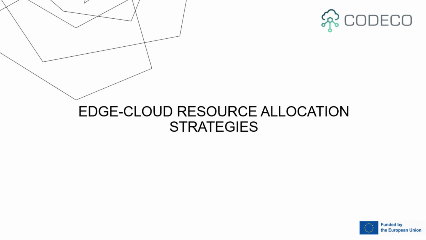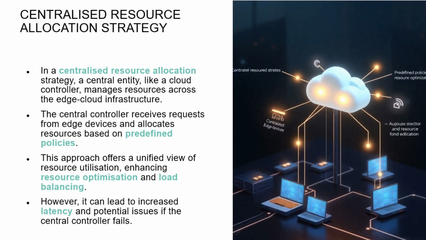In this tutorial, we will dive into the various strategies employed for edge cloud resource allocation. 1. Centralized resource allocation. In this strategy, a central entity, such as a cloud controller, controls and manages the resource allocation across the edge cloud infrastructure. The central entity receives requests from edge devices or applications and decides on the allocation of resources based on predefined policies. This approach provides a centralized view of resource utilization, allowing for better resource optimization and load balancing.